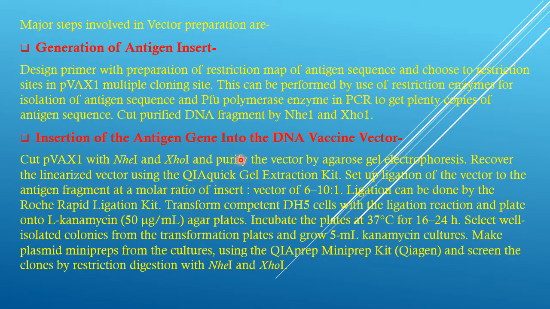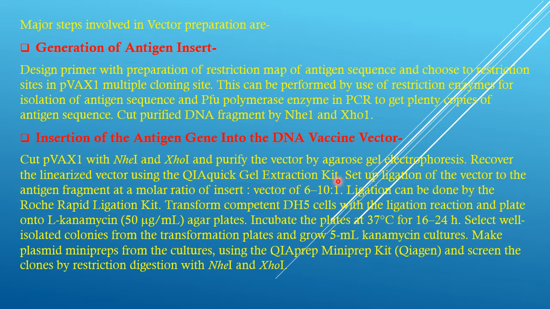Insertion of the antigen gene into the DNA vaccine vector. So we cut the pVAX1 with NheI and XhoI and purify the vector by agarose gel electrophoresis. We cut these vectors by their restriction sites, and we separate them by agarose gel electrophoresis. Recover the linearized vector using the QIAquick gel extraction kit. There are various extraction kits readily available.